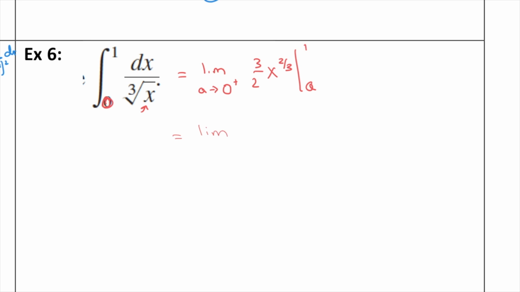Follow through. Make certain you keep all the notation. a is going to 0 from the right. Substitute your 1 in. We have 3 halves, and that will be subtracting 3 halves a to the 2/3. Put your 0 in, and you end up with 3 halves. Again, this is an improper integral, and it does have an answer, even though the original problem was dividing by 0. Think again about how amazing that is.